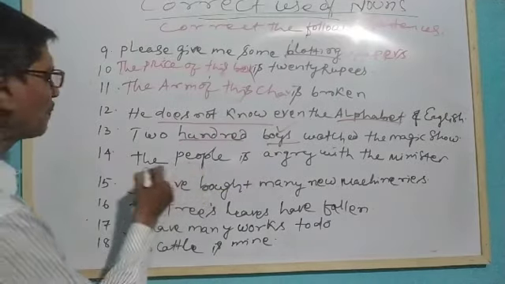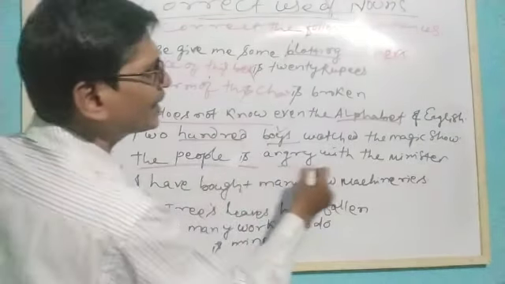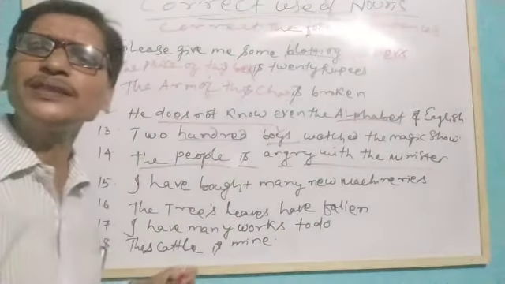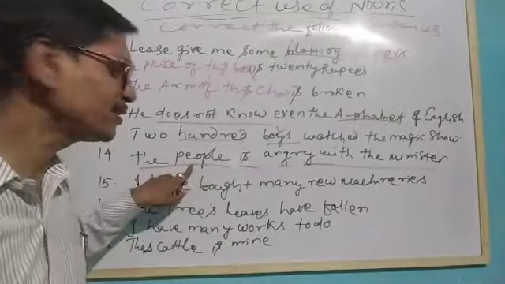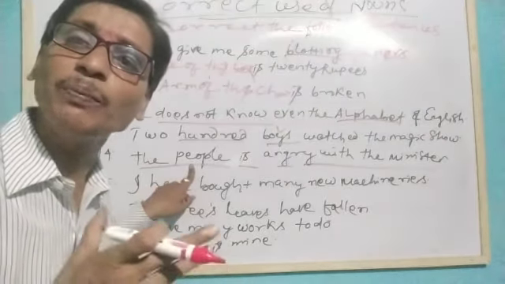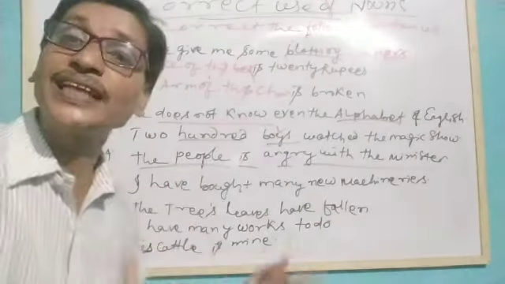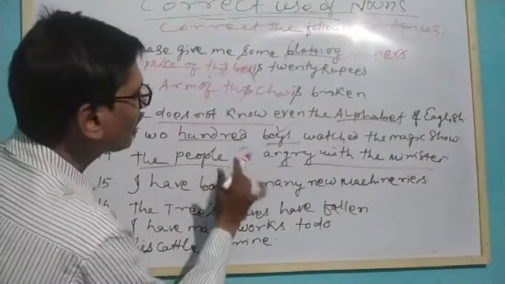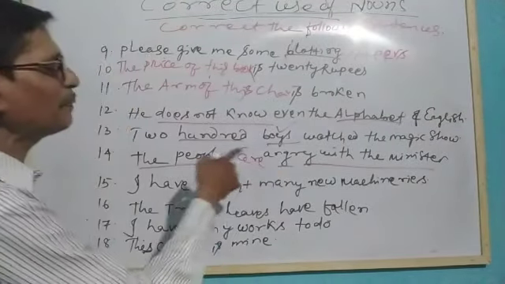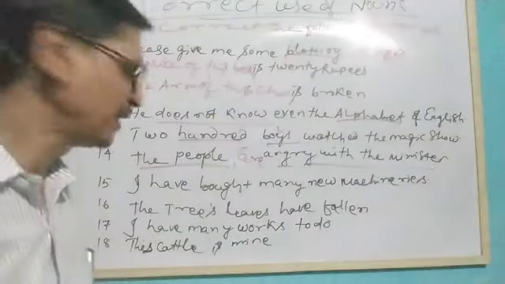So, the people is angry with the minister. People is already a plural subject. Though it seems singular in form, it is plural in sense and meaning. Therefore, instead of is, we can use are over here. The people are angry with the minister.